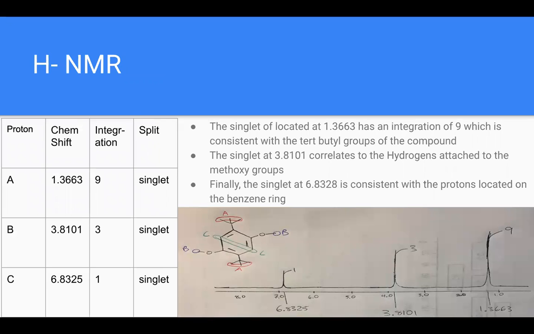For our proton NMR, we have a singlet at 1.3663. It has an integration of 9, which is consistent with tert-butyl groups. So again, that would be proton A. The singlet at 3.8101, which is proton B, correlates to the hydrogens attached to those methoxy groups, and the singlet at 6.8328 is consistent with protons located on the benzene ring, which would be protons C.